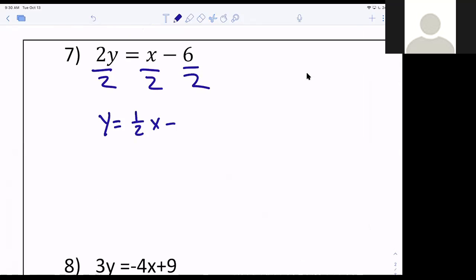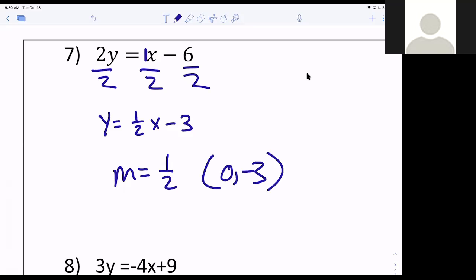1/2 x minus 3. See, the number in front of the x right now is a what? 1. So if I divide it by 2, I get the fraction what? 1/2. That is not that hard. So now somebody's going to tell me what's the slope? 1/2. What's the y-intercept? Beautiful. 0, -3. Here we go.